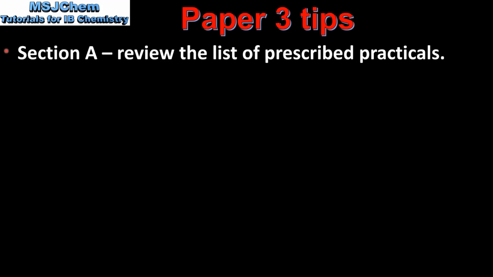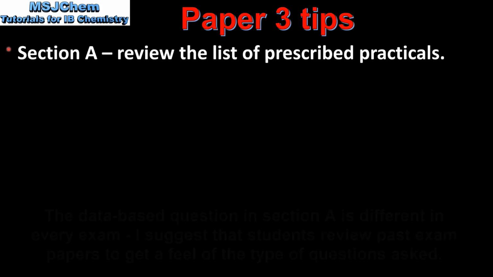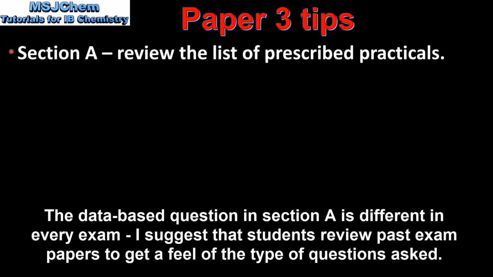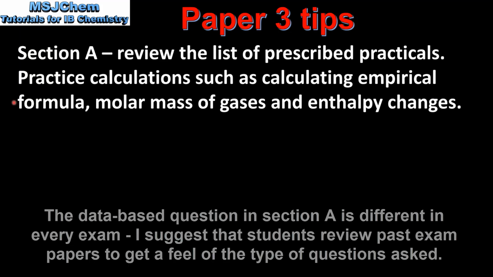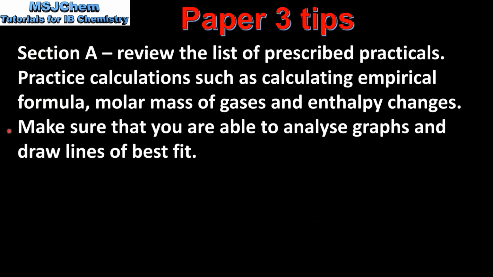And finally, we look at some tips for Paper 3. For Section A, it's important to review the list of prescribed practicals. This is a list of experiments given by the IB that students need to be familiar with. For Section A, practice calculations such as calculating empirical formula, molar mass of gases, and enthalpy changes. Also make sure that you are able to analyze graphs and draw lines of best fit. This also applies to Paper 2.